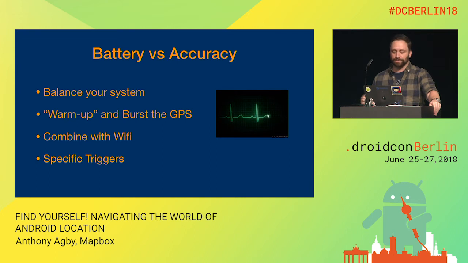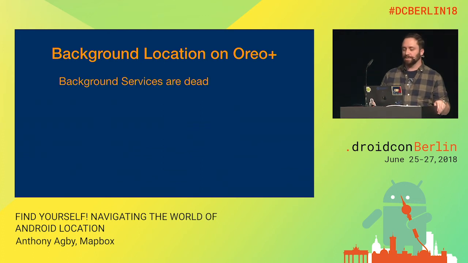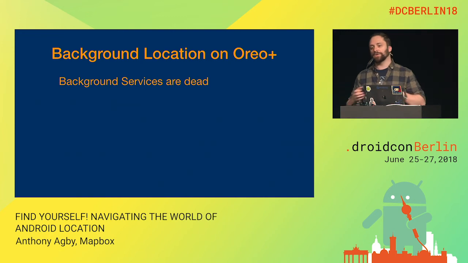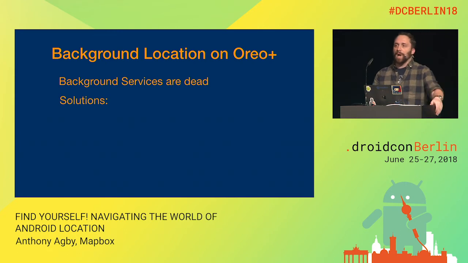Now let's switch gears really quick, talk about background location on Oreo devices. If you haven't heard, background services are dead. You can no longer have a service running in the background, intermittently collecting location data, sending it back, using it to determine check-in, check-out, and entrance data, things like that. So how do you get around that now? You have basically three solutions.